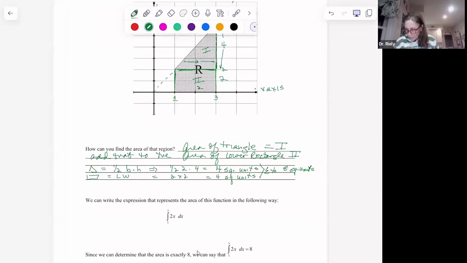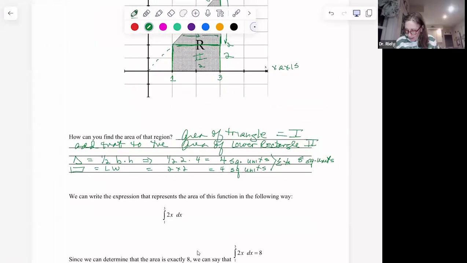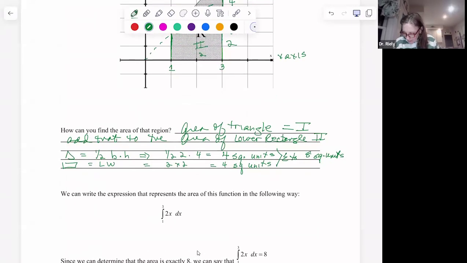We can write the expression we just did like this: this is the integration symbol, and these are the endpoints, 1 to 3. Okay, so those are my endpoints. Here's your equation, the 2x, and then you're going to differentiate everything with respect to x. So they always have the dx if you have a variable of x. That's how we write what's called an integrand.